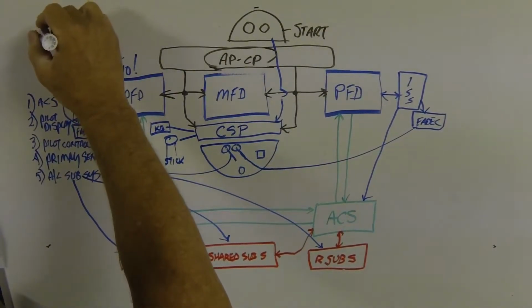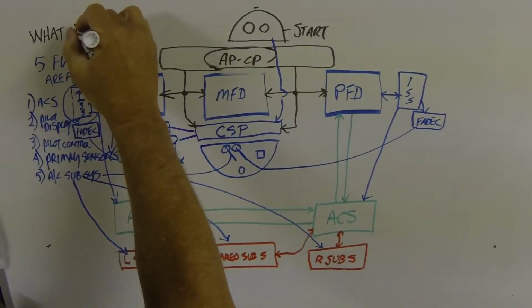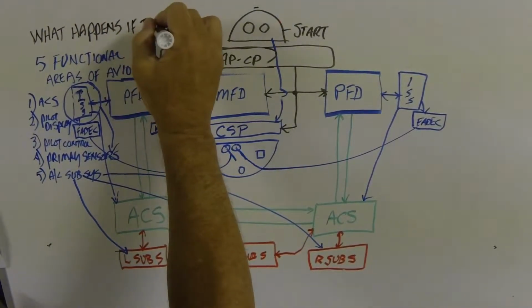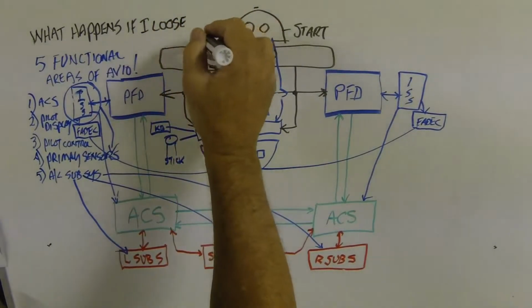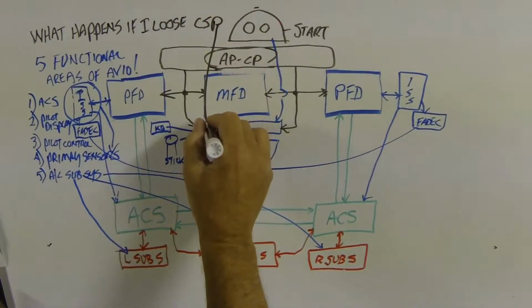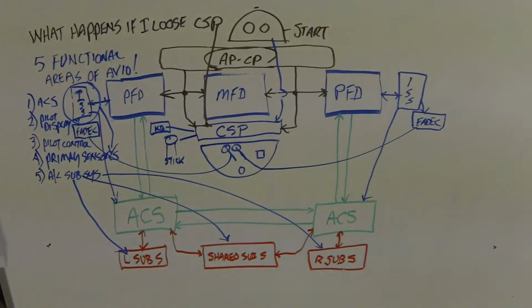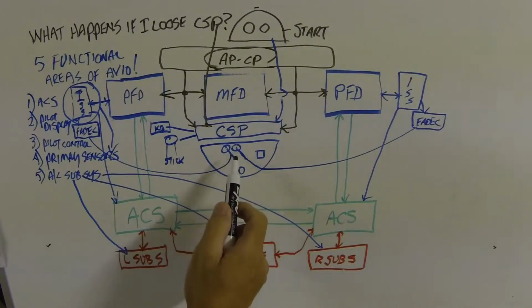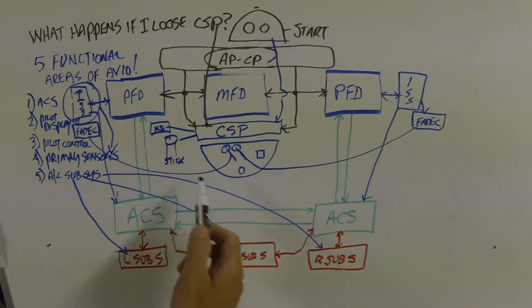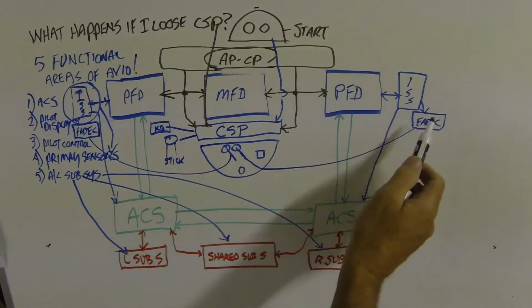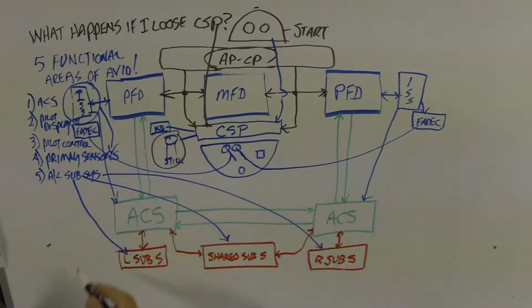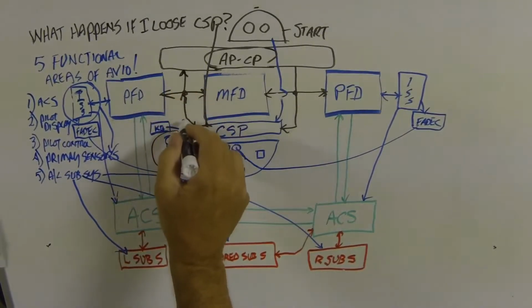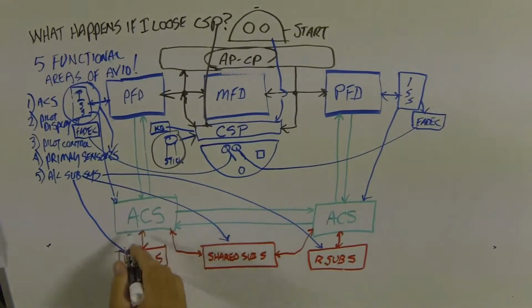So here's a question. What happens if I lose my center switch panel? What else do I lose? I'm going to get a myriad of CAS messages, of course. All right, how about throttles? Do I lose throttles? Negative. They go directly to FADEC. Do I lose a stick? Everything except the push to talk. Very important. That's a test question.